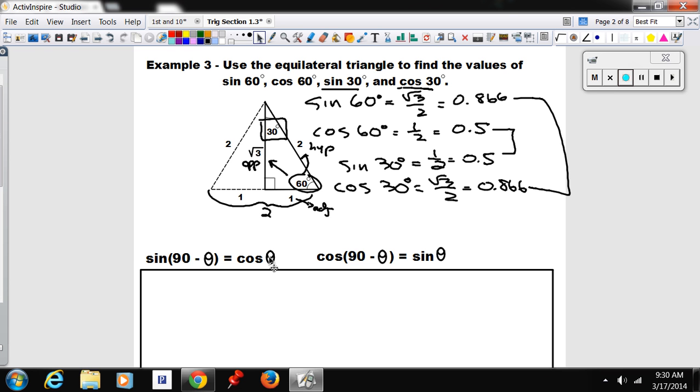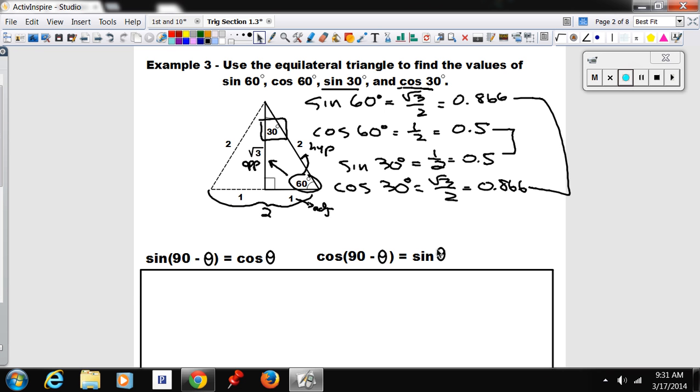So the cosine of 10, and what is 90 minus 10? 80. That means the sine of 80 would equal the cosine of 10 because they're complementary angles. Two angles that add up to 90, their sine and their cosine will equal each other. And that's the same thing on this side here, cosine and sine. It's just saying the same thing, but the cosine might be the bigger one or the sine might be the bigger one.